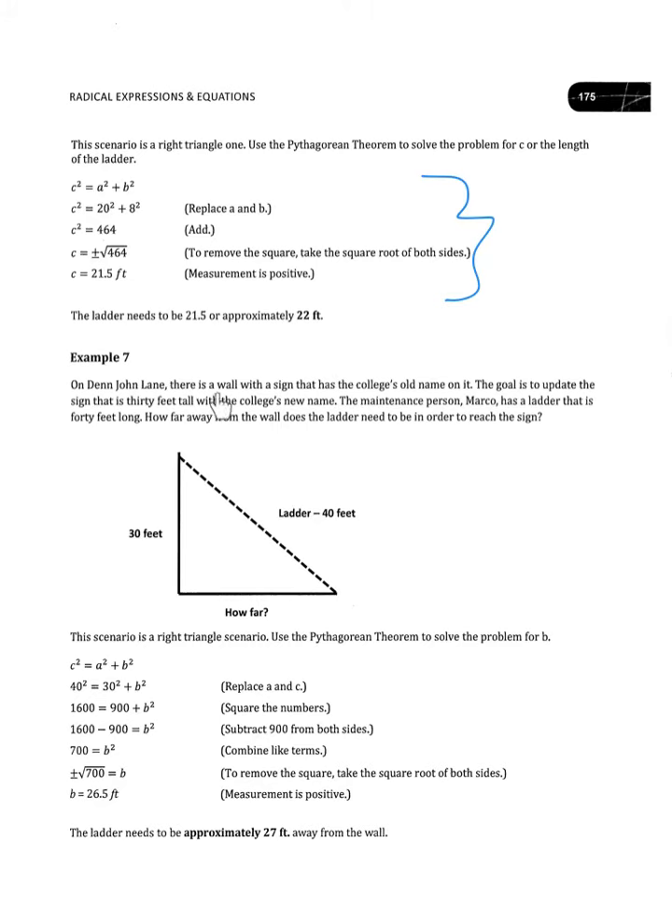On Denjon Lane, there's a wall with a sign that has the college's old name on it. The goal is to update the sign that is 30 feet tall, so this is the sign, with the college's new name. The maintenance person Marco has a ladder that is 40 feet long. How far away from the wall does a ladder need to be in order to reach the sign? And again, this makes a triangle, but this time we know A, we don't know B, we do know C. So we're still going to use Pythagorean's theorem.